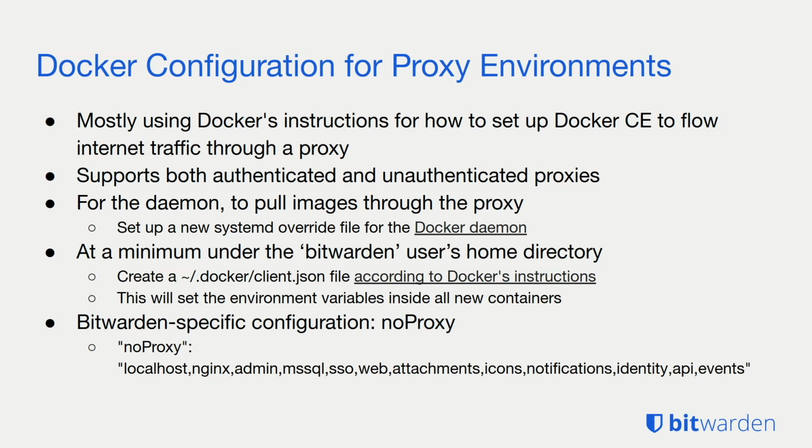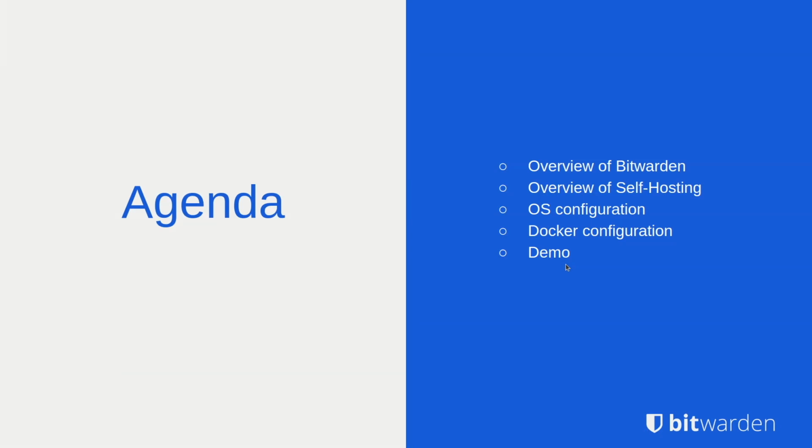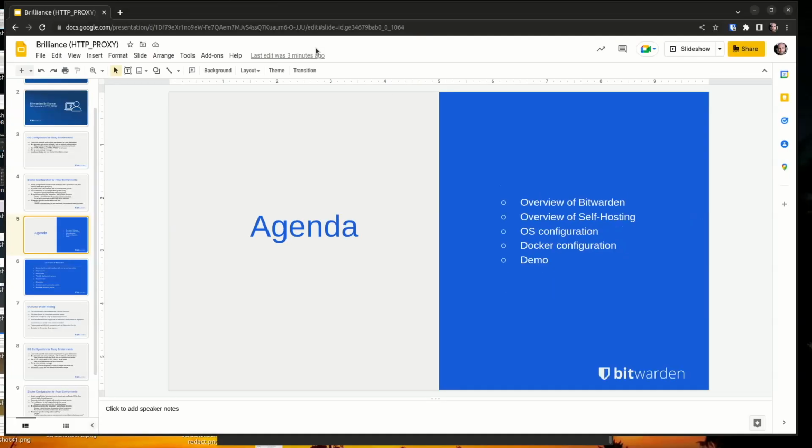So we're going to mostly be using Docker's instructions for how to get Docker traffic to flow through the proxy. We need to make some changes to the daemon configuration in systemd by setting up a systemd override file. And then under the Bitwarden user, we will be setting up a client.json file so that those environment variables get passed in to the containers when they're created. We're going to be using a specific noproxy environment variable to make sure that the intra-container networking does not go through the proxy.